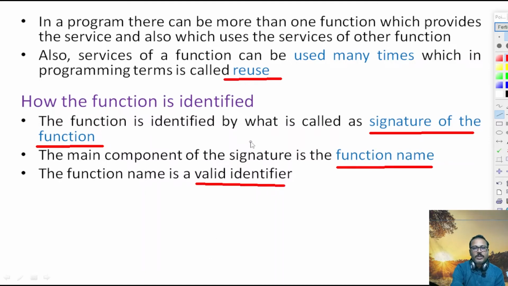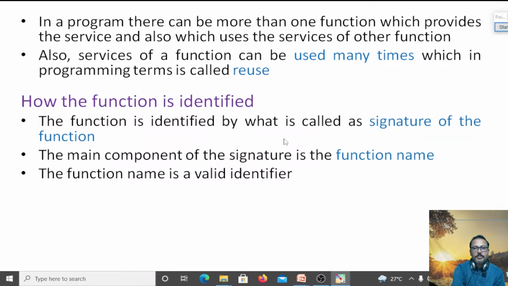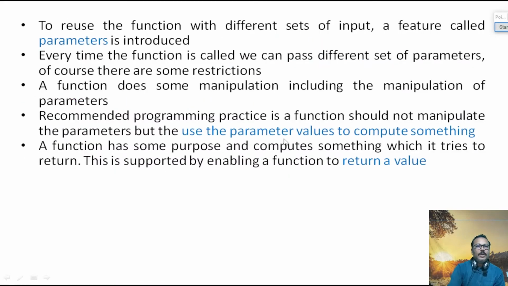So the signature of the function consists of different components. The main component is the function name. To reuse the function with different sets of input, a feature called parameters is introduced. What are the other components that make up the signature? We will discuss them later. Here we will discuss briefly, but in detail we will discuss when we cover function declaration.